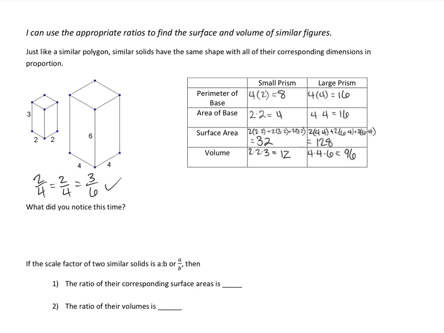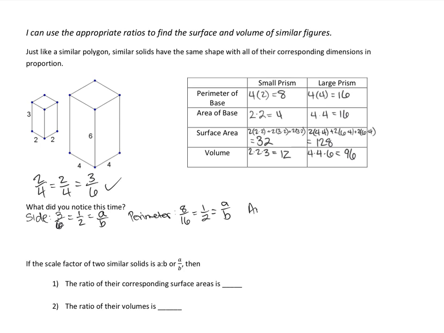So let's take a look at each of these concepts. Perimeter. The perimeter of my base, or actually let's look at a side length first. When I look at my sides, they're in a ratio of 3 to 6, which is 1 over 2. That's my a over b. When I look at perimeter of the base, they're in a ratio of 8 to 16, which again reduces to 1 over 2. That's still a over b.